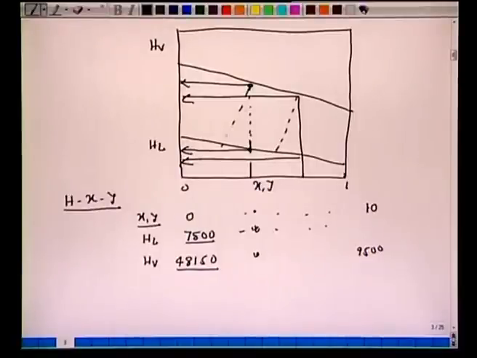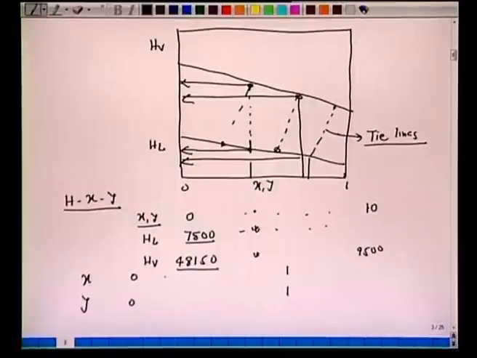So for this y, there will be another x. For this y, there will be another x. For this y, there will be another x. These are the tie lines. That means we require one more data set for y versus x, which will go from 0 to 1 and 0 to 1. Now if we choose this x and y and mark like this, these are the tie lines. So this is y1 or y2, this is x2, this is y1, this is x1.